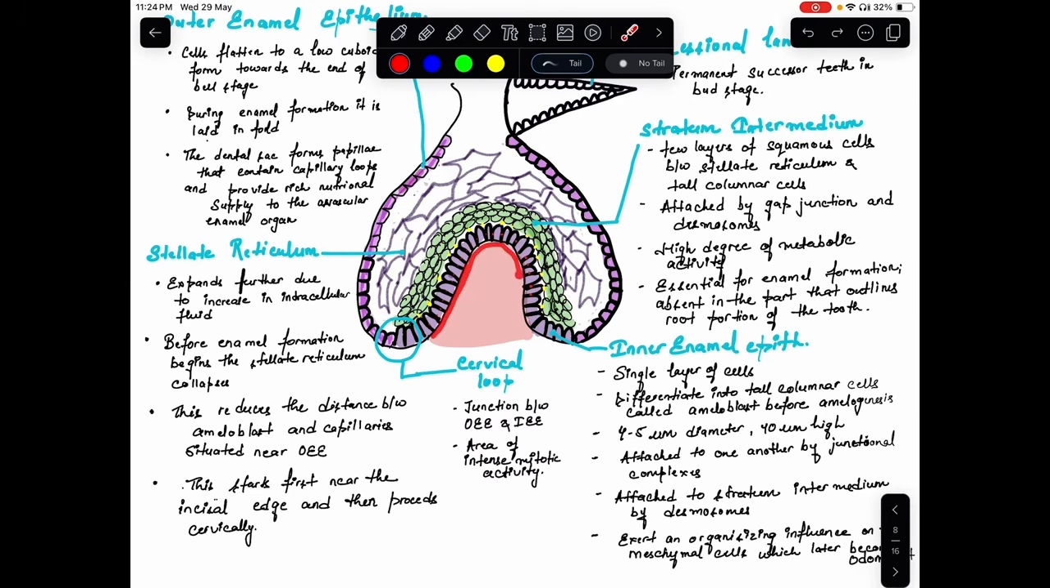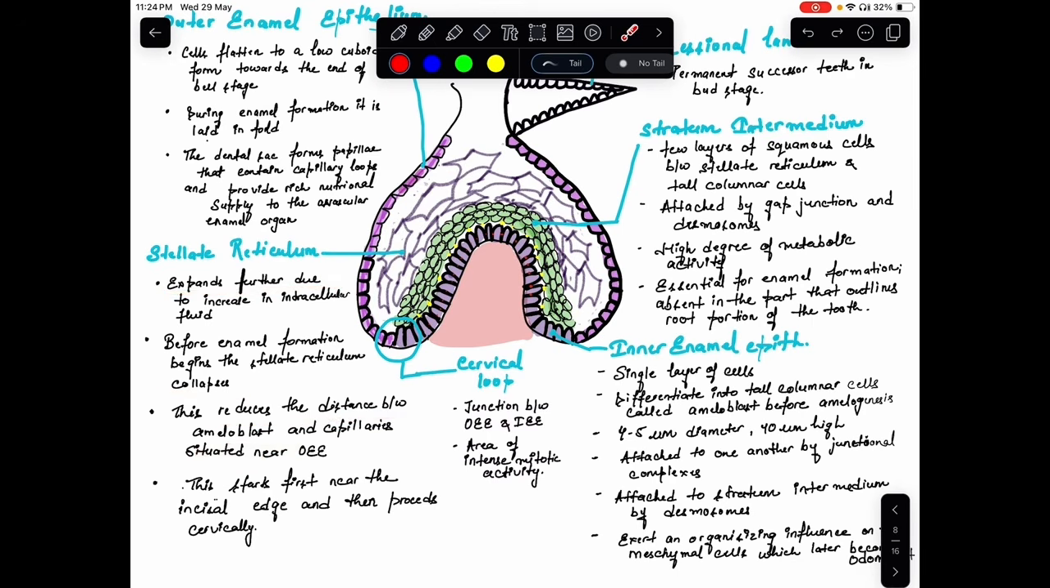formed in there, right? So until now, the enamel organ was getting all its nutrient supply through the dental papilla. But once the dentine is formed, the nutrition supply will stop. So the inner enamel epithelium will try to derive the nutrition from outside. To do that, the stratum intermedium will collapse and they'll come close together, so it's easier for the inner enamel epithelium to draw the nutrition from outside. So it expands further, collapses, and reduces the distance.